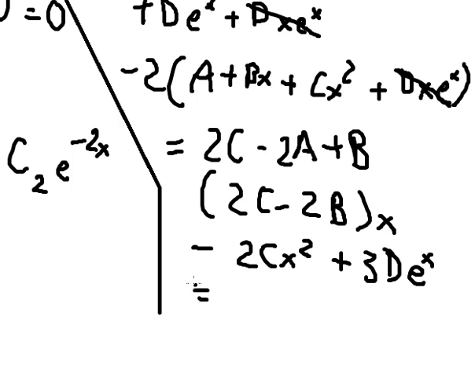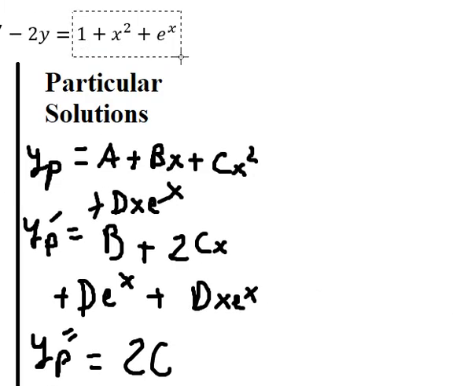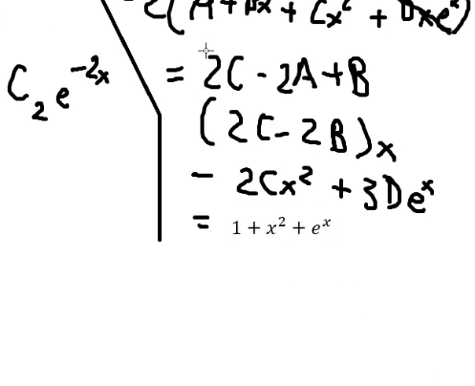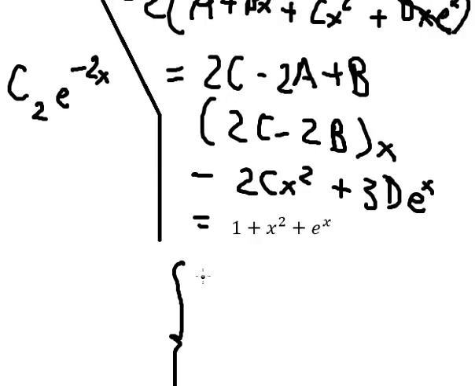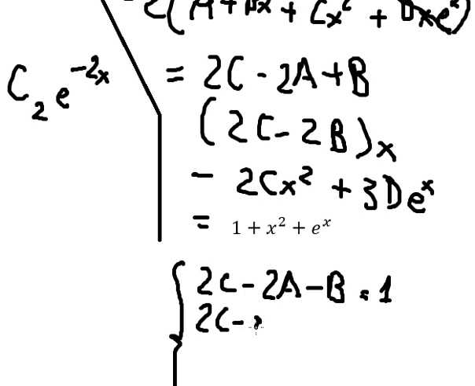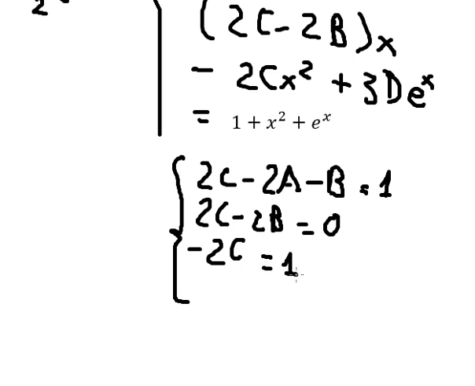Now we need to compare coefficients in here. So this one, the numbers, equals 1. We don't have s, so this one equals 0. This one equals 1 and 3d equals 1. And now we create the system of equations. So that is 2c minus 2a minus b equals 1. This one equals 0. This one equals 1 and the last one equals 1.